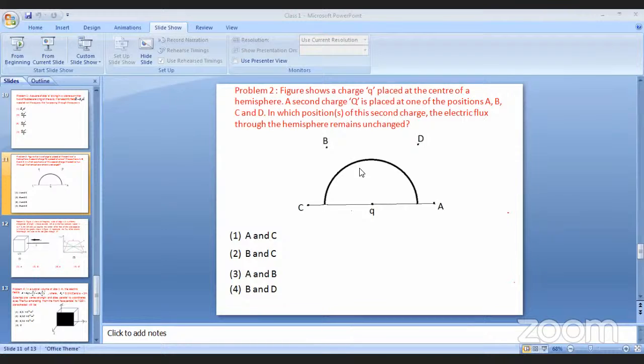Any other answer from you people? A and C, sir. Pardon? A and C. Which is the option you are telling actually? The option number, can you tell me? Option A. The first option you are telling, right?